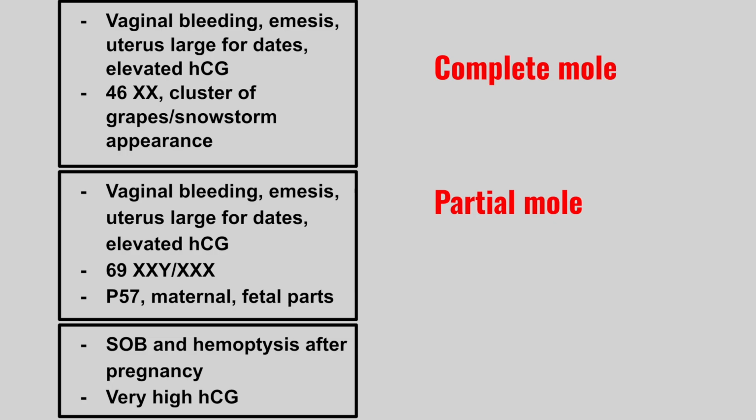Next, we have shortness of breath and hemoptysis after pregnancy and very high HCG levels. So this is choriocarcinoma. And remember here, we have malignant trophoblastic tissue, comprising the cytotrophoblasts and syncytiotrophoblasts, and a lot of the times it metastasizes to the lungs, so we see multiple nodules in the lungs.